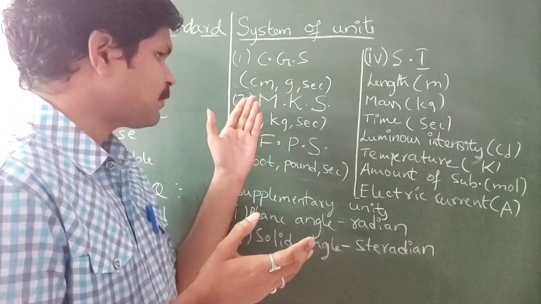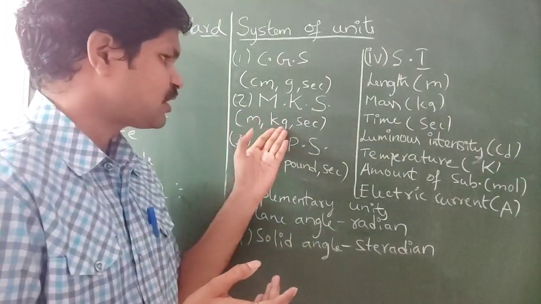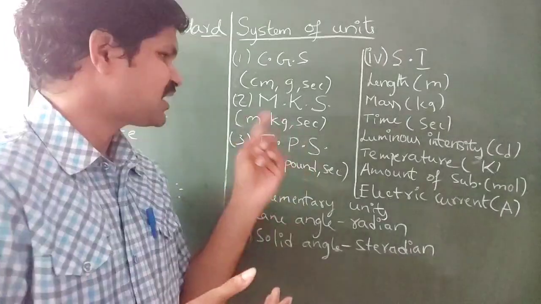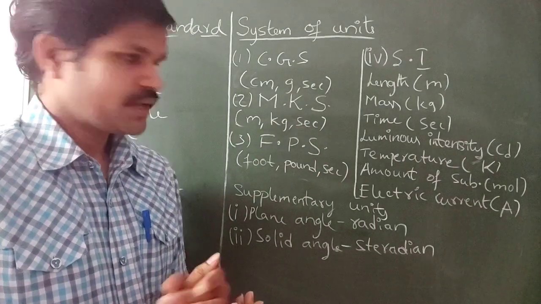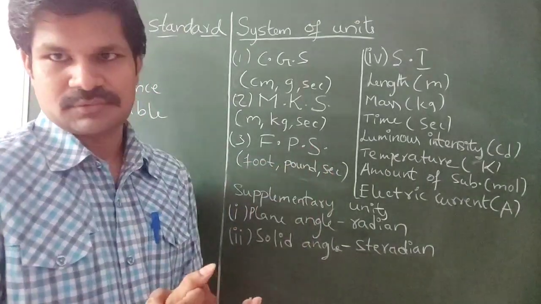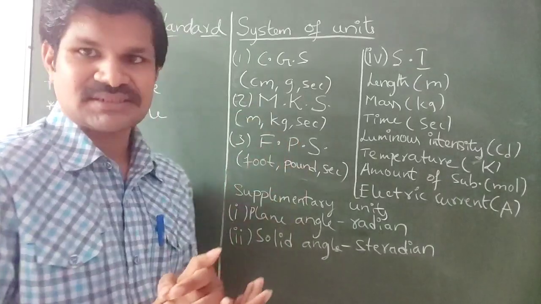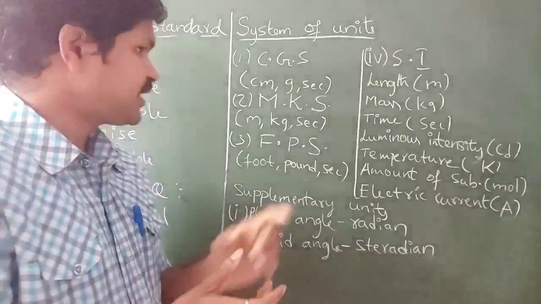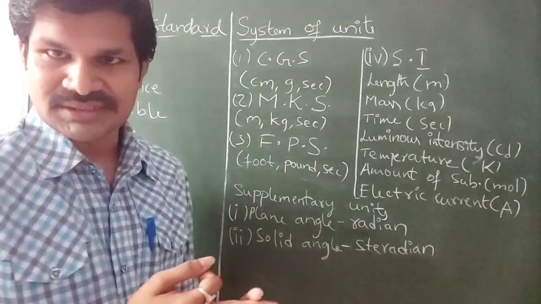The same applies in the MKS system also. Here it is meter, kilogram, second. That means there are no fundamental physical quantities other than these 3 in the MKS system. And the third one is foot, pound and second. Generally, in these systems, they have taken only length, mass and time as the fundamental physical quantities, right?